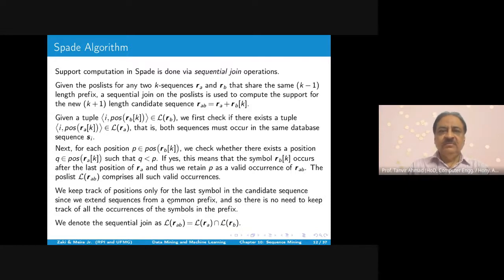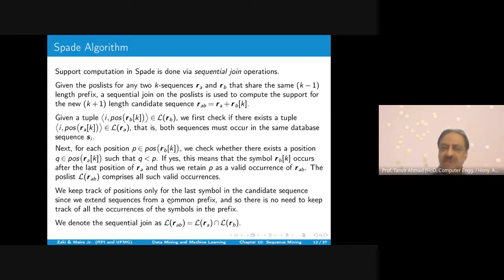Okay. Now, given the tuple in this form, we first check if there exists a tuple, that is, both sequences must occur in the same database sequence SI. Once I do this, I check whether both of them occur in the same SI. SI means, in this case, S1, S2, S3.